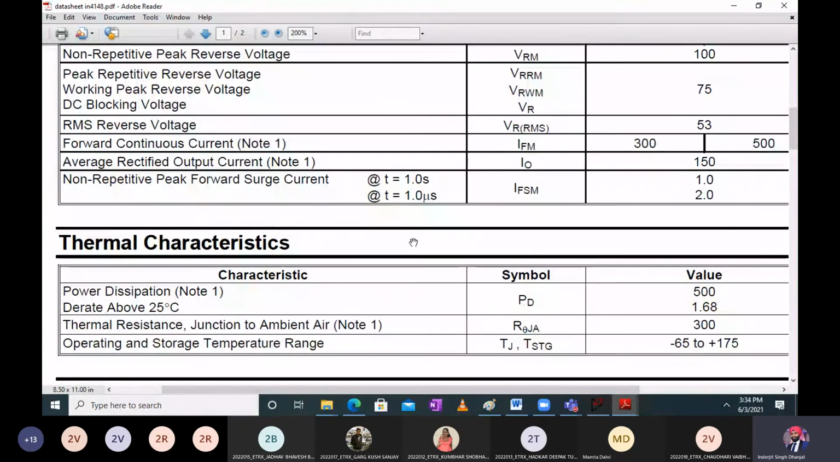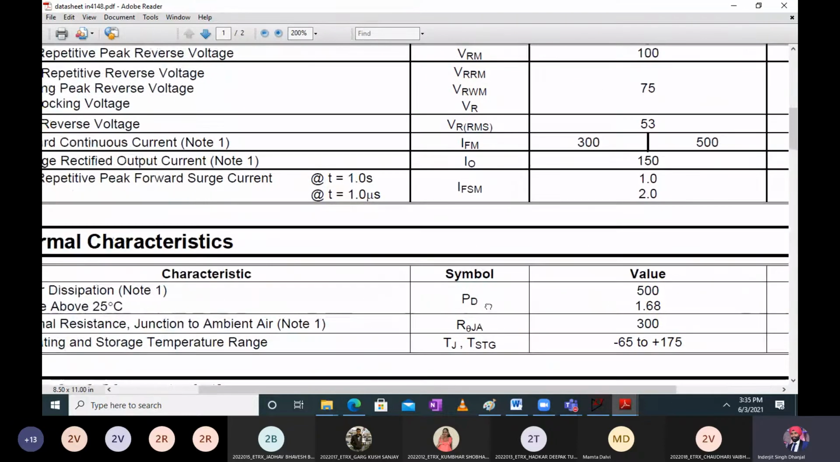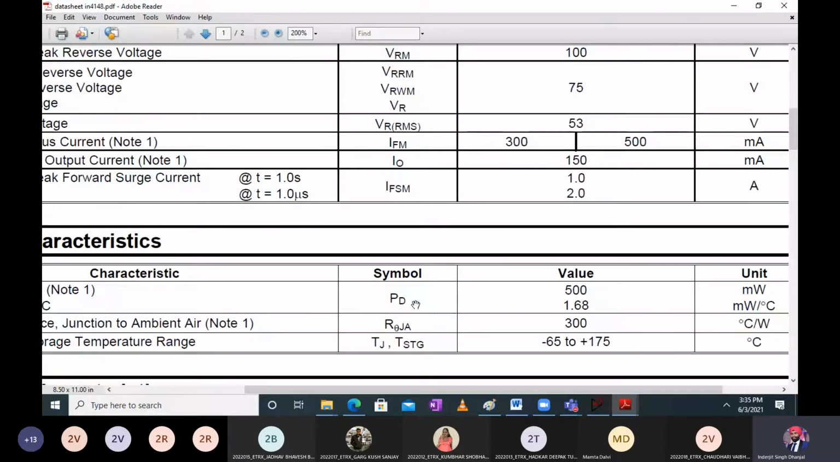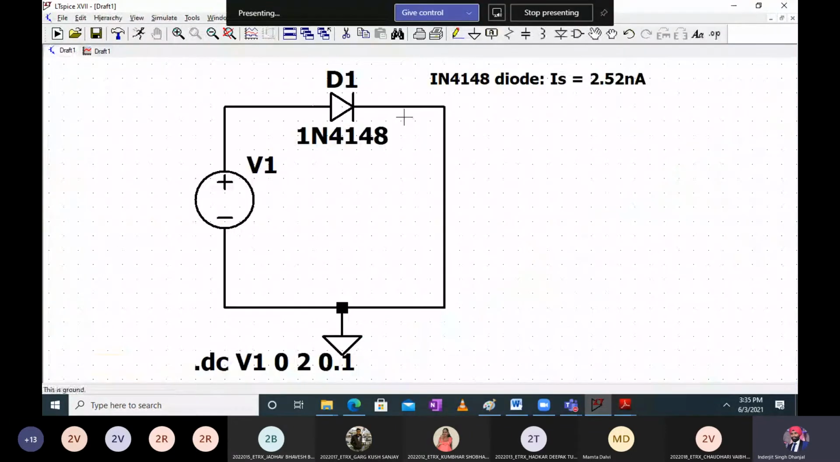Because if you have a very high current, and here the power dissipation value is also given to you, 500 milliwatt. If it exceeds this value of 500 milliwatt, definitely it will damage the diode. Okay, so to keep that under a limit, what we do is we will connect a resistor. So please connect a resistor, take a scissor, cut a wire and place a resistor over here.